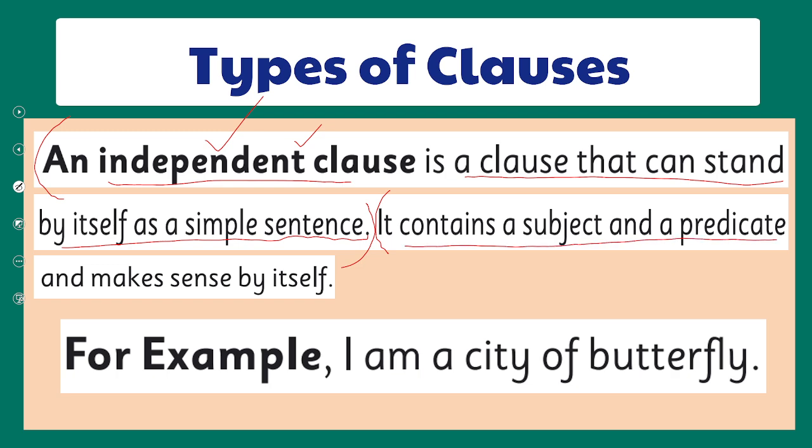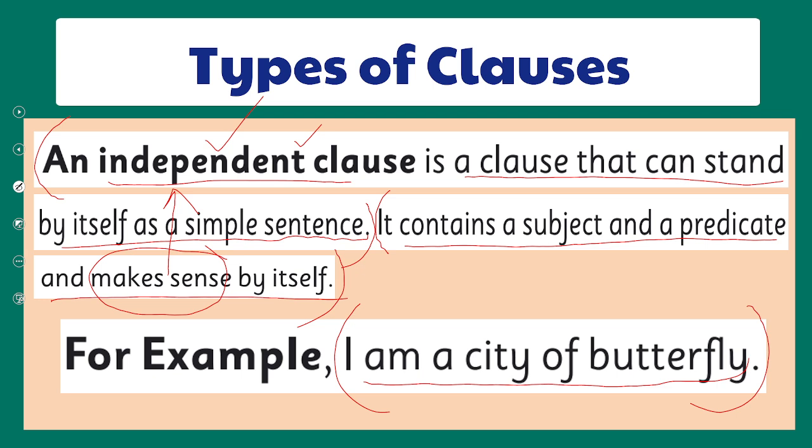It contains a subject and predicate and makes sense by itself. You don't have to make a relation with another group of words to make the sense. That's why they are considered independent clauses. For example, I'm a city of butterflies. So "I'm a city of butterflies" is a clause because there is a subject, I, and the predicate, am a city of butterflies, and it can stand as a simple, independent sentence. It doesn't need any other group of words to make sense. That's why it is considered an independent clause.